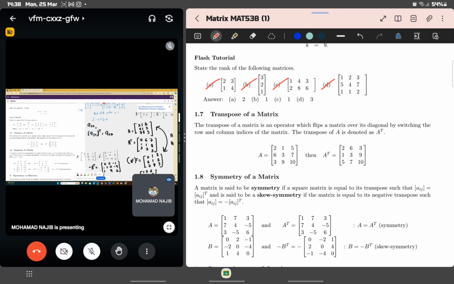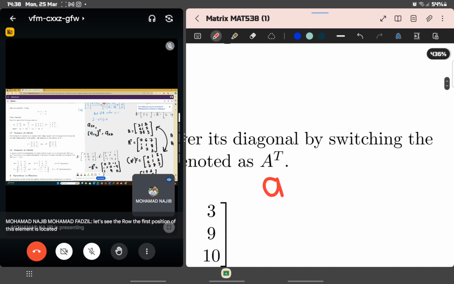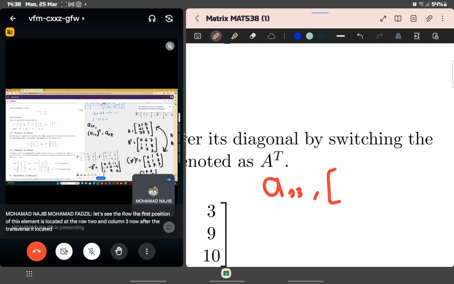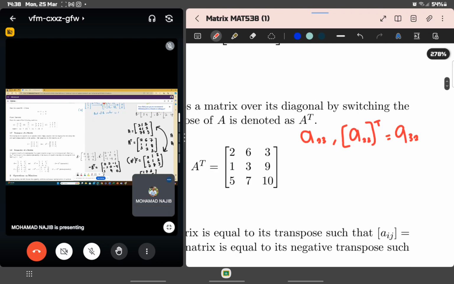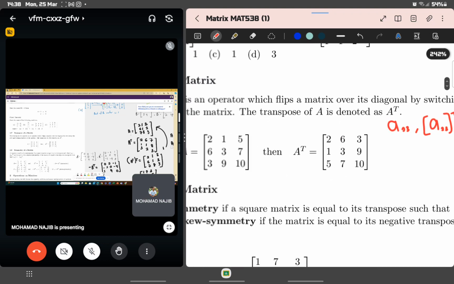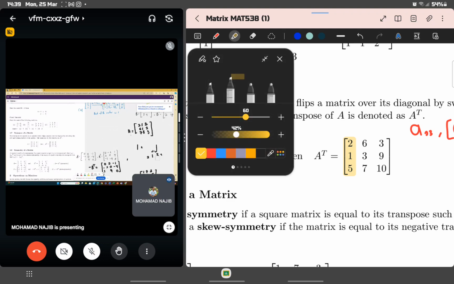Let's say the first position of this element is located at row 2 and column 3. Now, after the transpose, it is located at row 3 and column 2. Okay, itu maksud dia, dari segi maksudnya lah. Tapi macam mana nak kata yang tu? Dia macam ni. Okay, kalau saya boleh ulang balik yang ni. Saya ulang balik lah. Ini saya padam dulu.